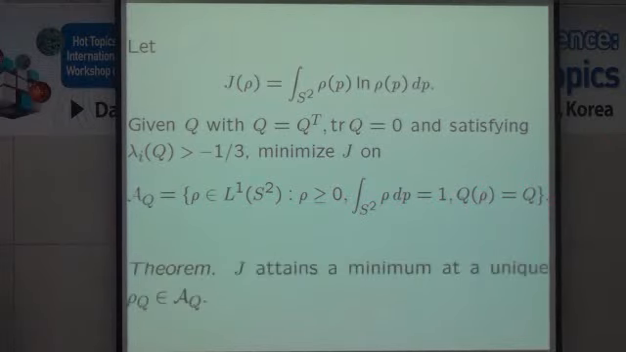And it attains a minimum at a unique rho sub Q. Okay, so that's in some sense just a direct method of the calculus of variations. This is a convex function of rho, and it has superlinear growth, and this constraint is linear, so it's more or less straightforward. What's more, you can more or less write down the answer.